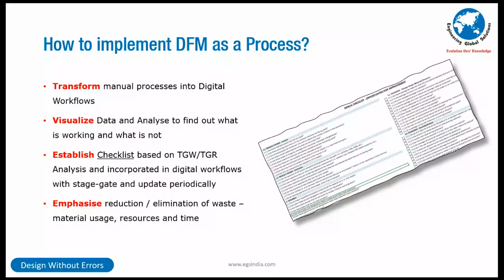This is important because in FMEA, now you have what is called reverse FMEA. You do a DFMEA, and there's something called reverse FMEA. Did it really work? Did the process FMEA really work? People are asking for a reverse FMEA document. So establish the checklist based on things gone right and things gone wrong. Just because something has gone right, it does not mean it should not be checked. Stage-wise, you have to do it and update it periodically, and emphasize the reduction and elimination of waste, material usage, and resources over a period of time as a part of the continuous improvement process.